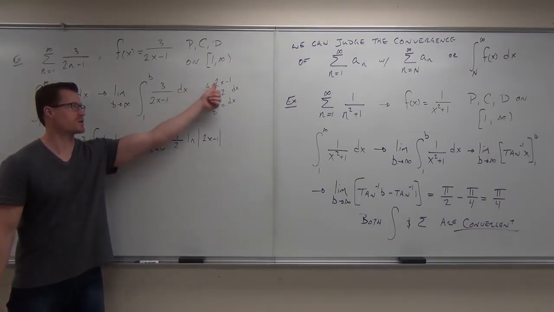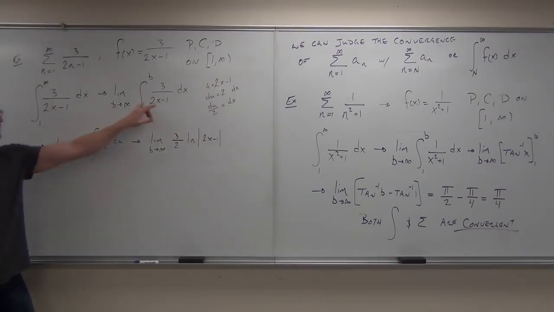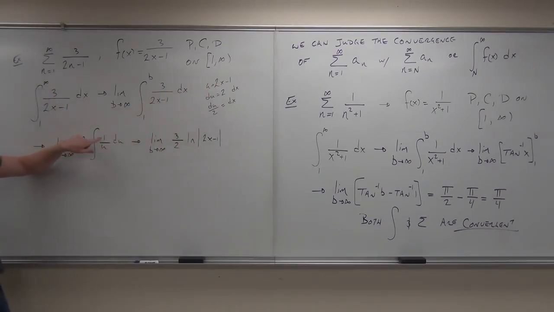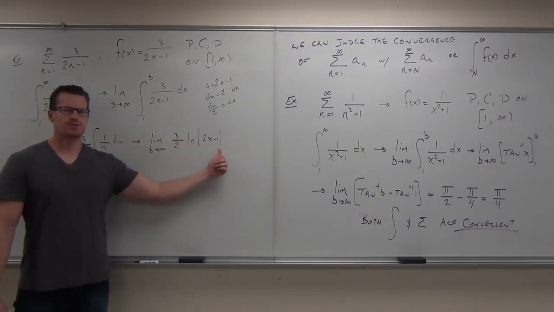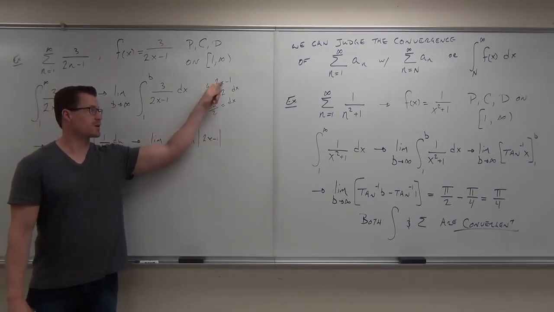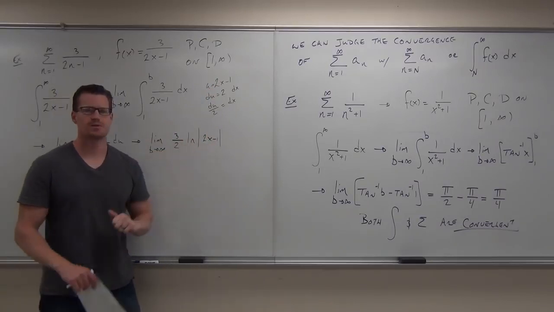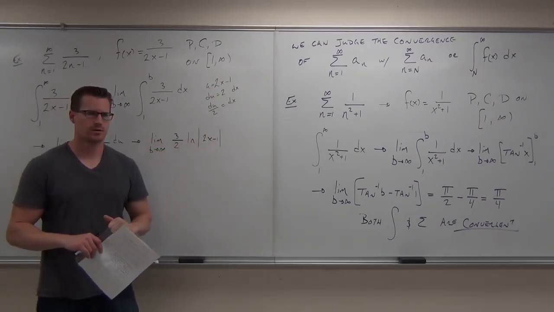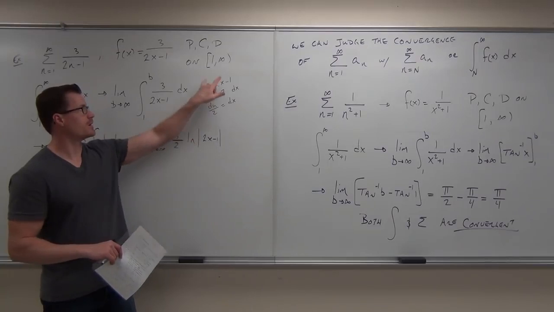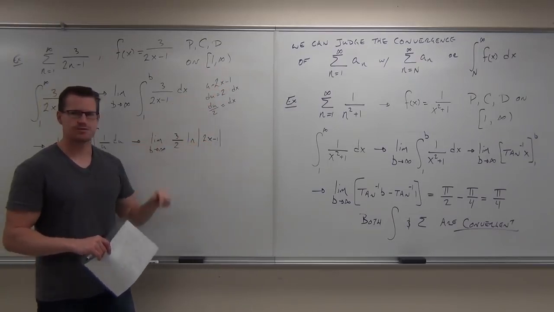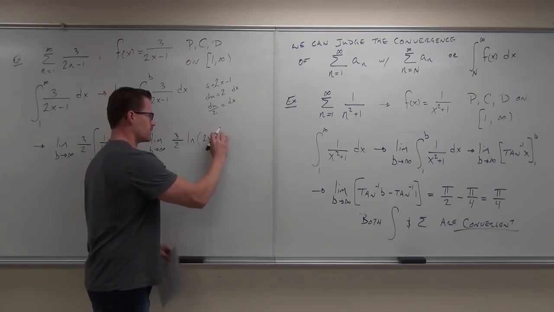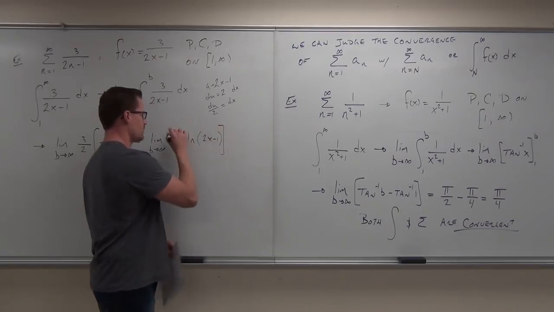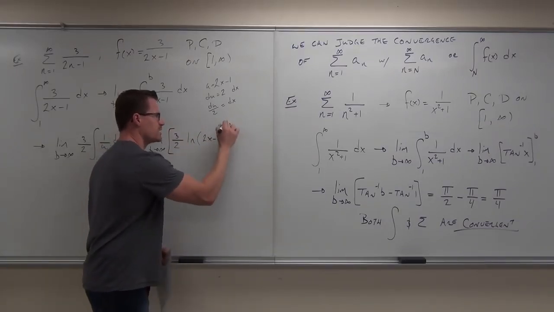2x minus 1 is our u. So we have 3/2, pull it up front. Integral 1 over u du is ln absolute value of u. Now, tell me something. When I plug in my 2x minus 1, do I need the absolute value here? Think about my interval, from 1 to b. No, I don't. What I do need to do is evaluate from 1 to b and then take my limit.